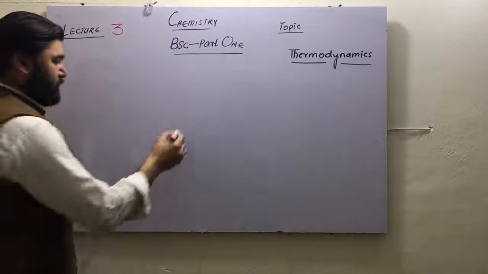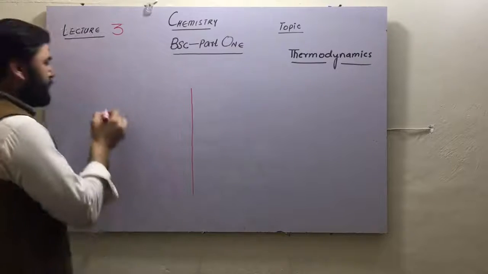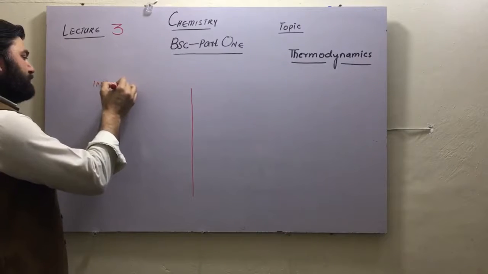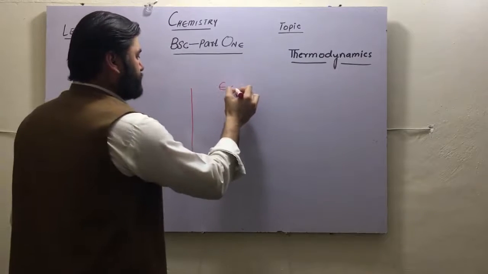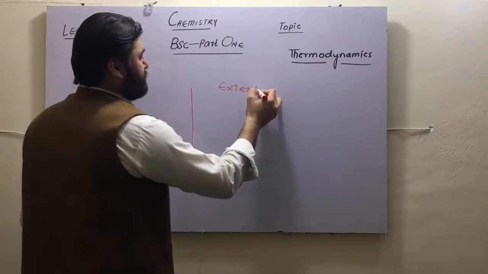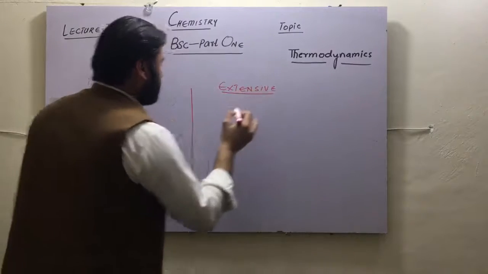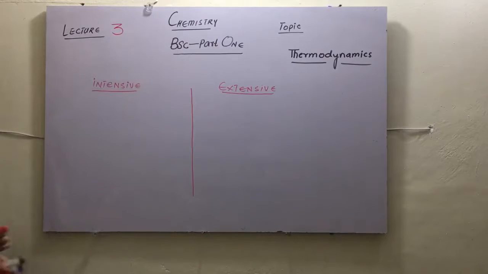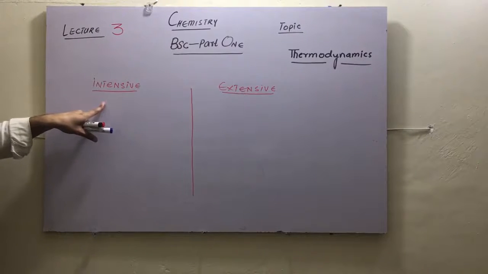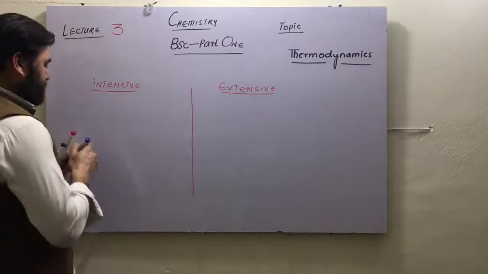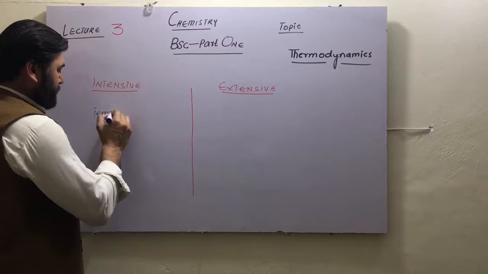We should make a table. Here I will write intensive properties, and here I will write extensive properties. I just drew the table, and we are going to write all the examples of intensive and extensive properties. The very first which we are going to discuss is temperature. Temperature is intensive.